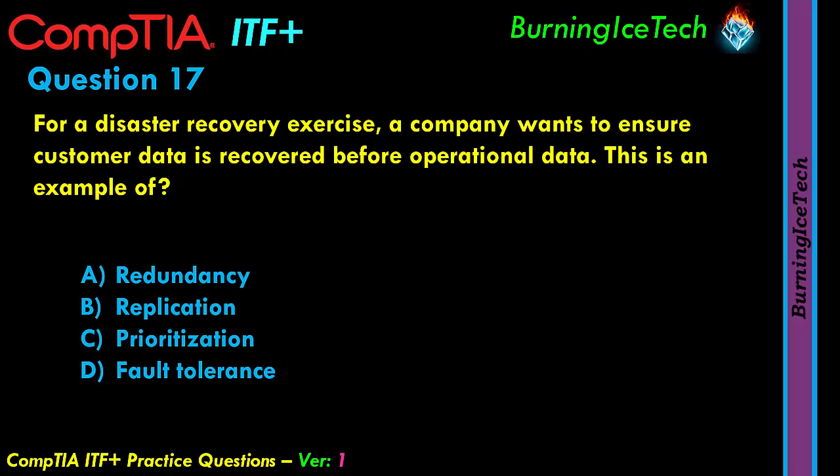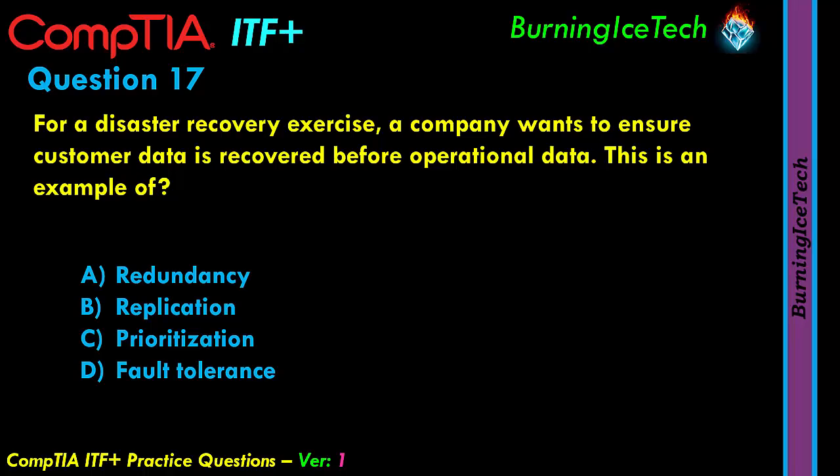They want to recover. Recover means you had a failure or you're simulating a failure here. Redundancy is to prevent the failure to begin with. So it's not A. Is it B? Replication. That's to make a clone of something, to mirror something. It's a form of backup, but it doesn't meet our needs here.